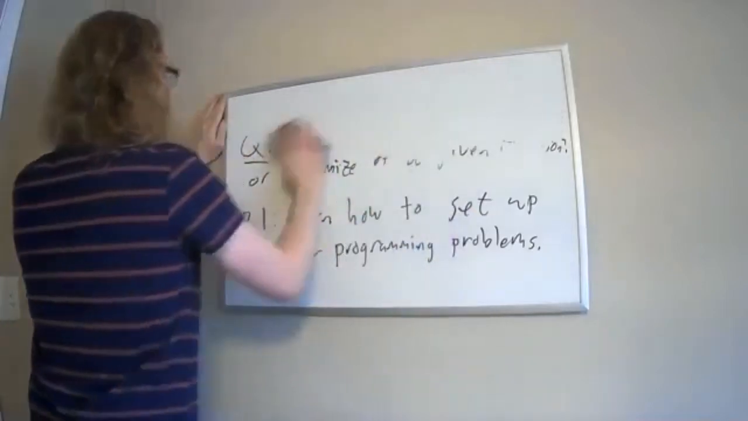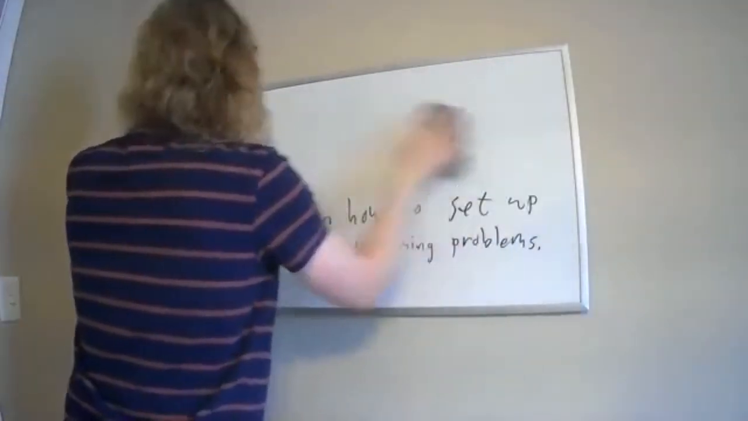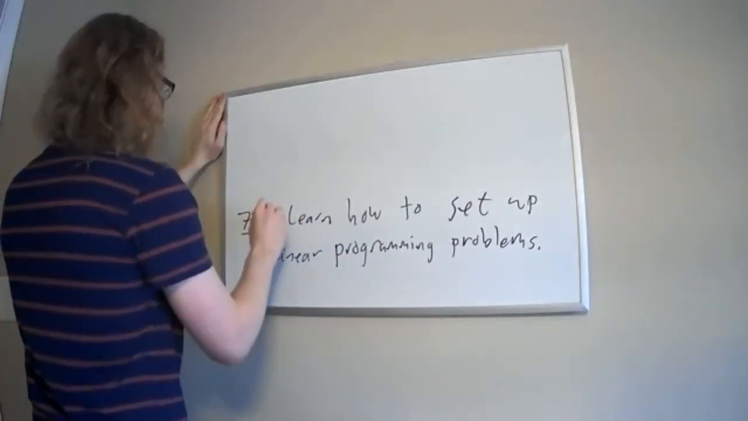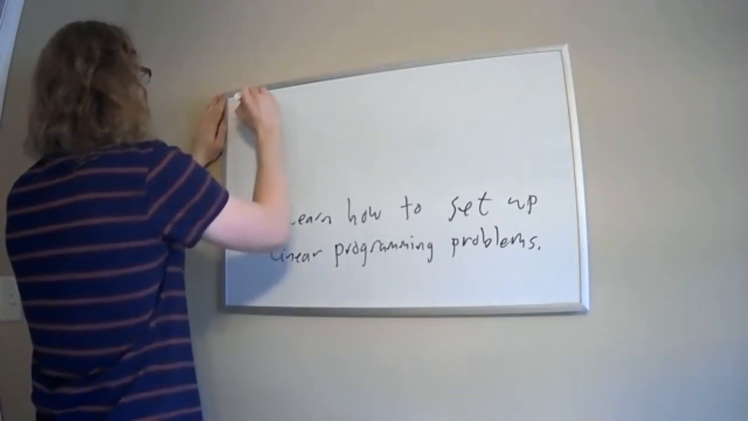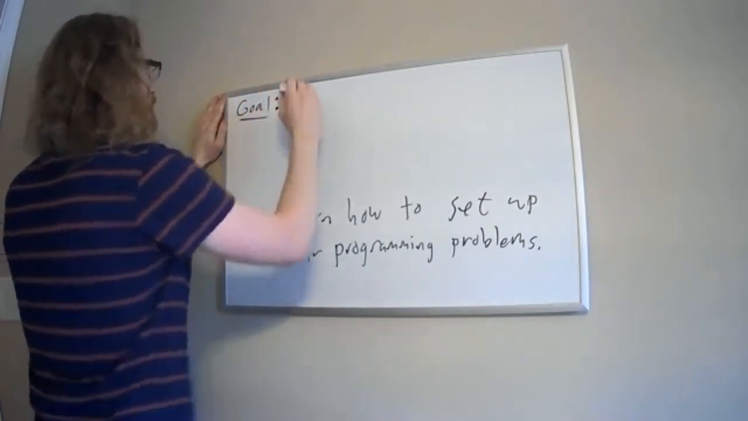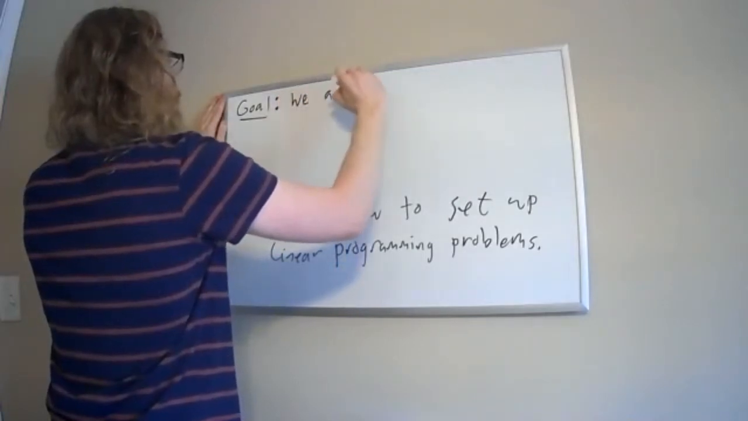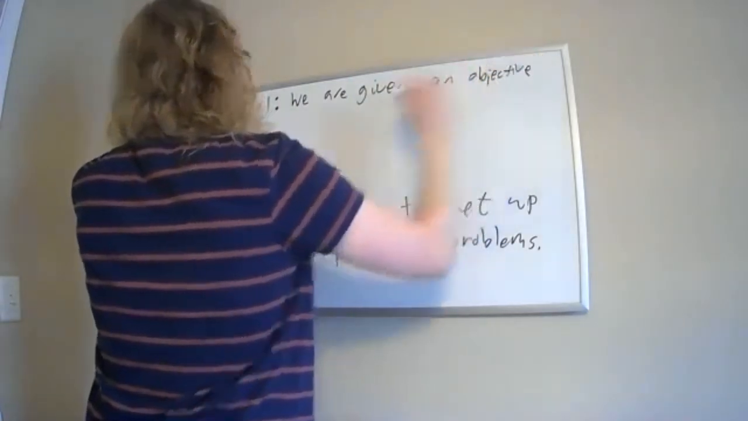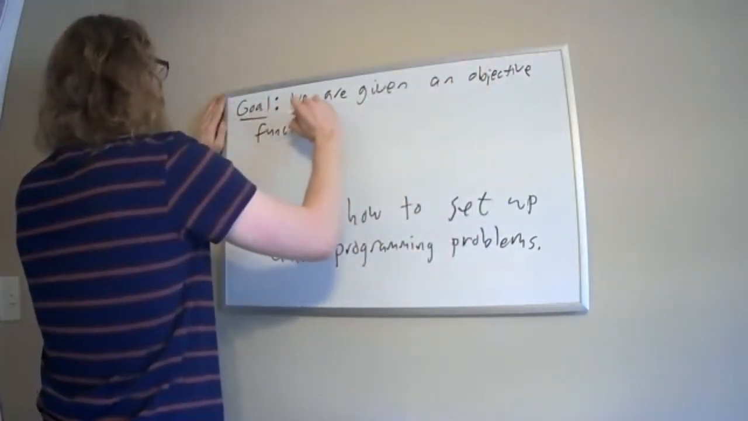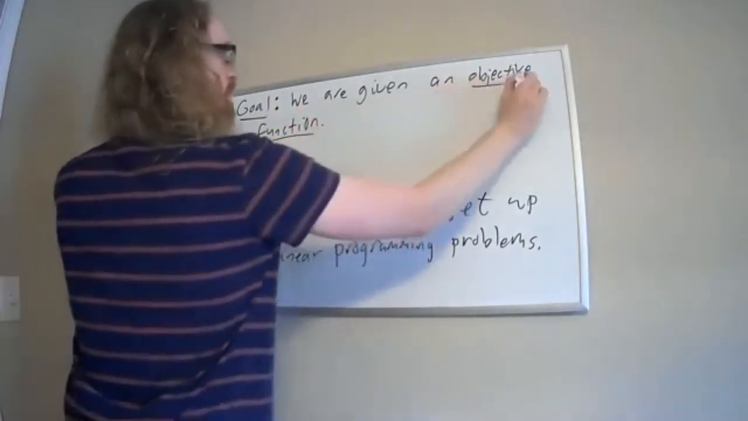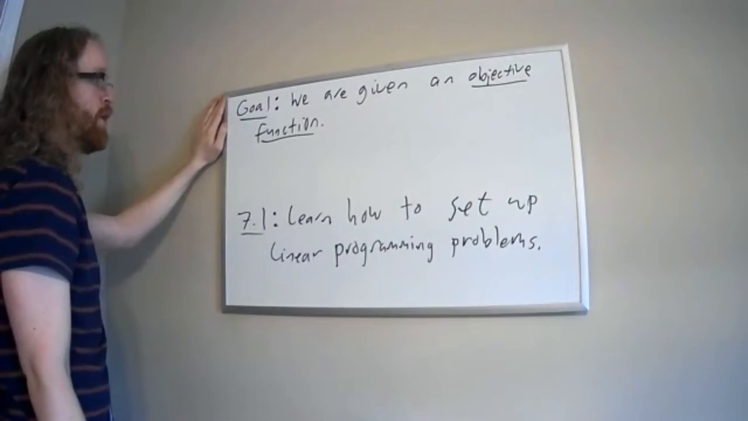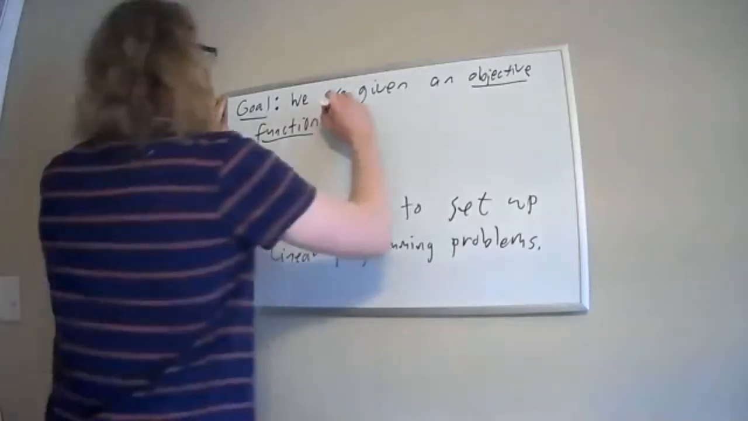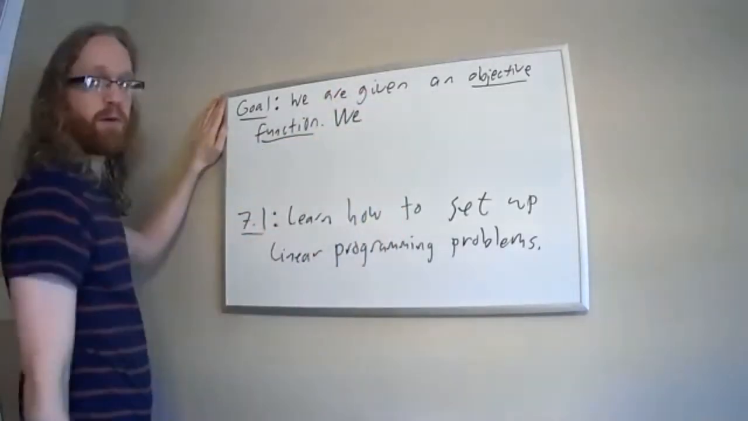So let me introduce to you some vocabulary, and then we're going to see a bunch of examples. Well, maybe not a bunch, but we're going to see some examples to set these up. So here's our goal in this section. We are given what's going to be called an objective function. I'm not really going to define it, but I'll point it out once we do some examples exactly what this is, but it's just going to be some formula that we're going to plug numbers into. And this is the thing that we're going to maximize or minimize.